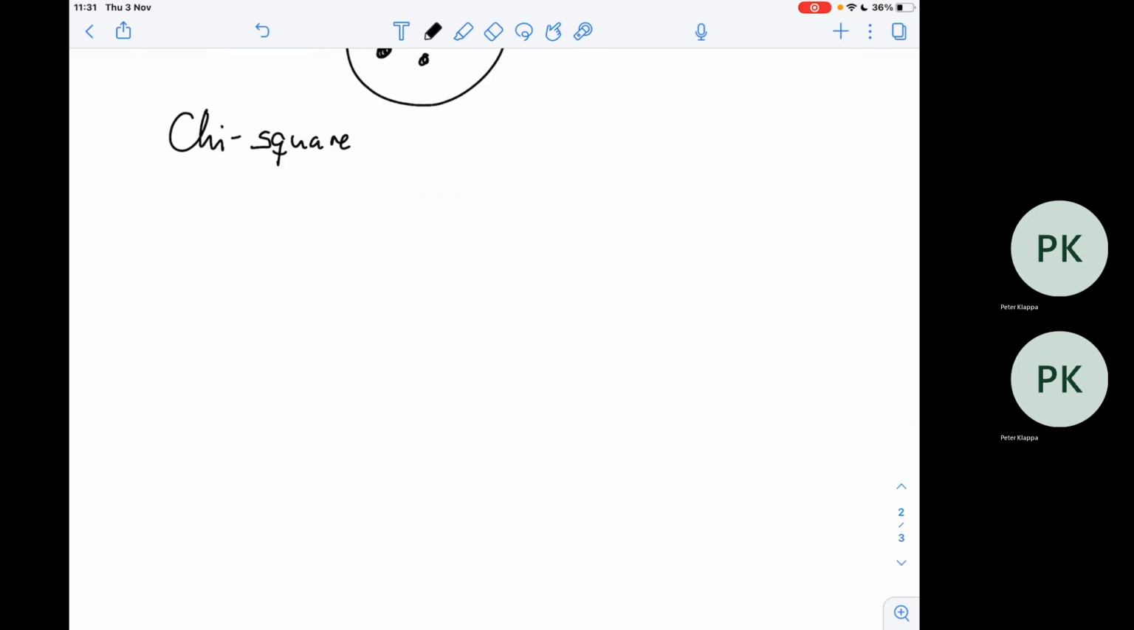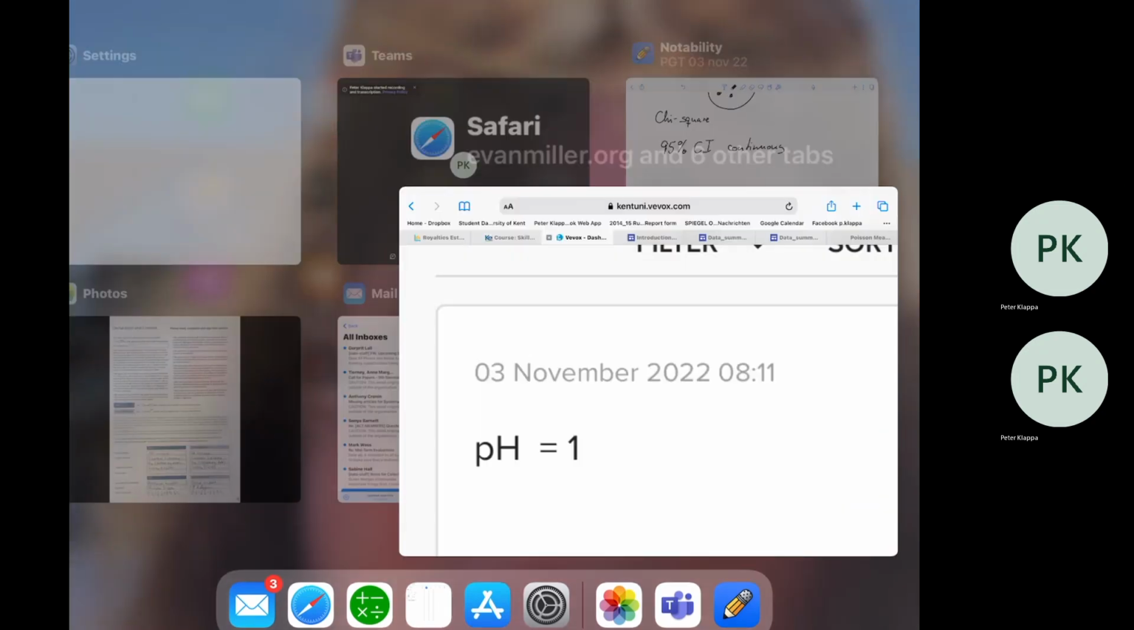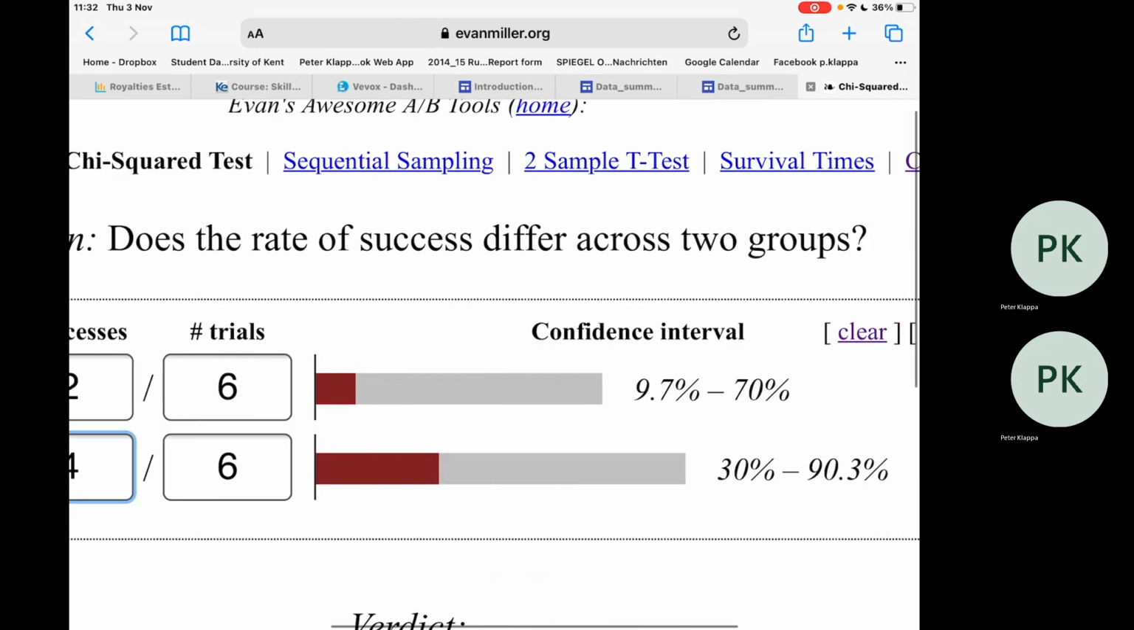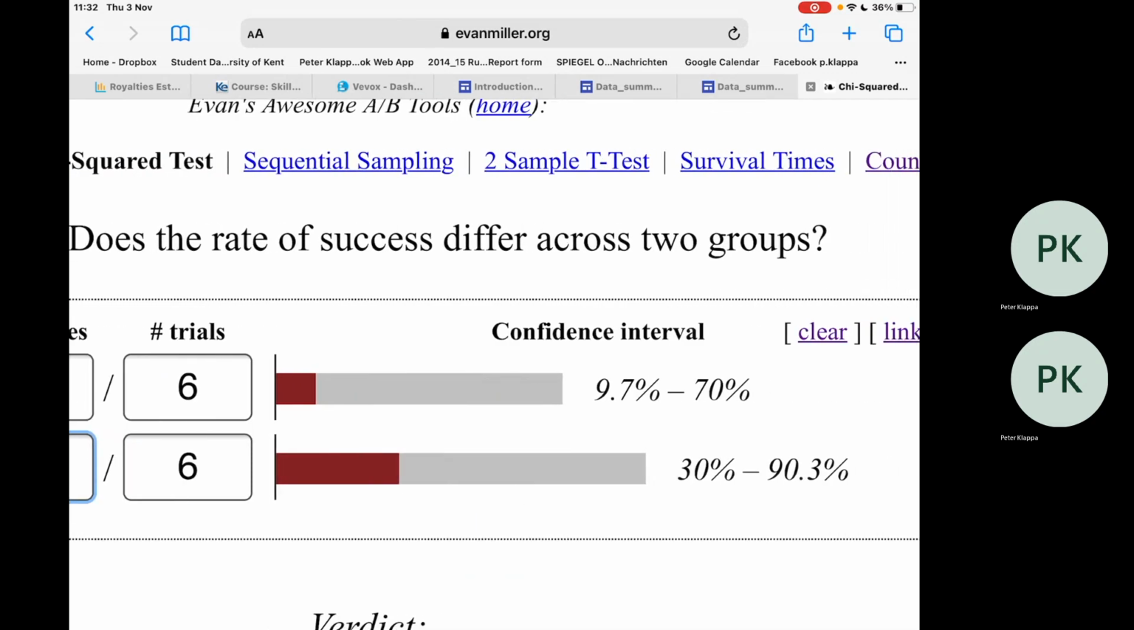What about continuous data? 95% continuous data. Again, that's very easy if you know where to find it. On the calculator, you go basically to two-sample t-test, and that's something that we are discussing in the next session, where we can use that program there to calculate a 95% confidence interval. So let's go there.